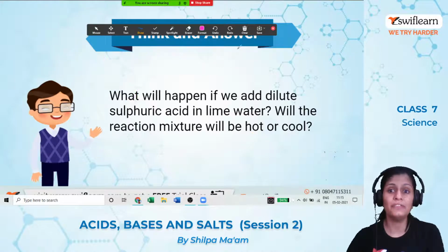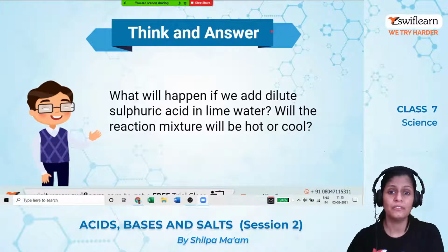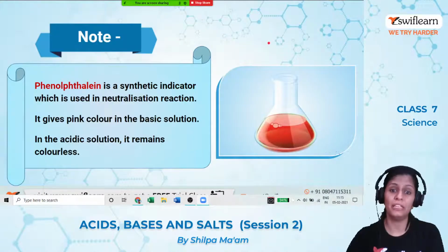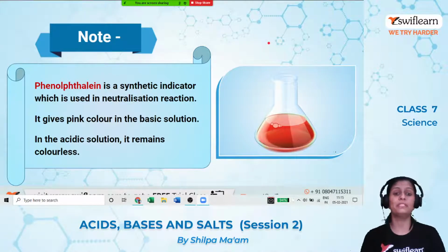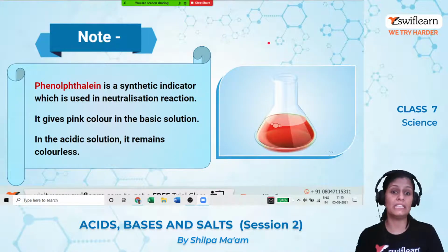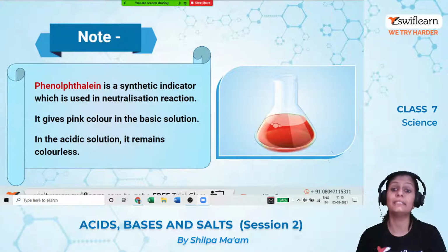Now, after this, phenolphthalein. What is phenolphthalein? Now we have read about indicators, that is, a natural indicator, litmus paper, which you can obtain from lichen.